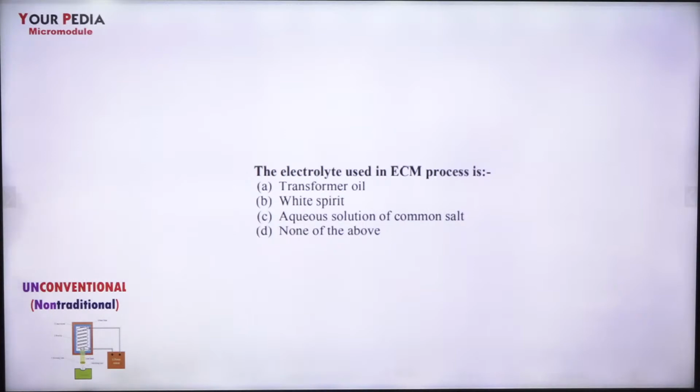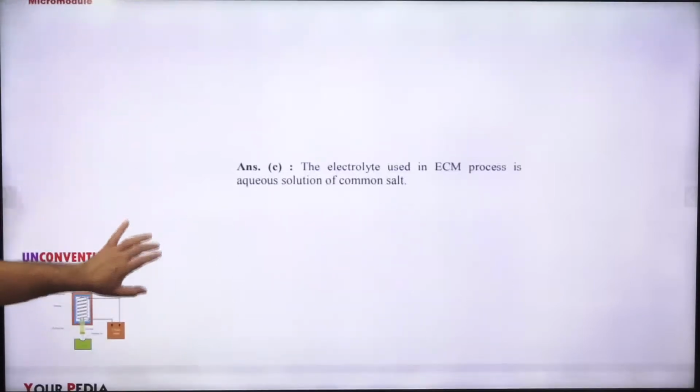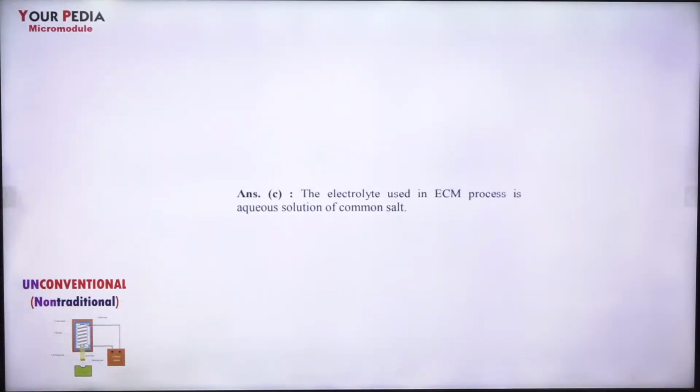The electrolyte which is used in the electrochemical machining process is, I think, an aqueous solution of common salt. That is sodium chloride. So we are talking about sodium chloride here, NaCl.